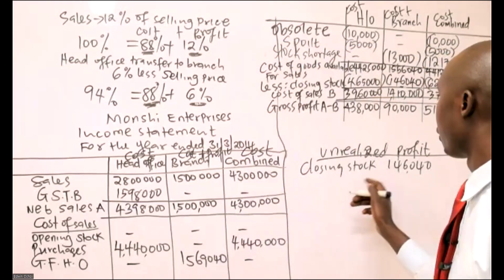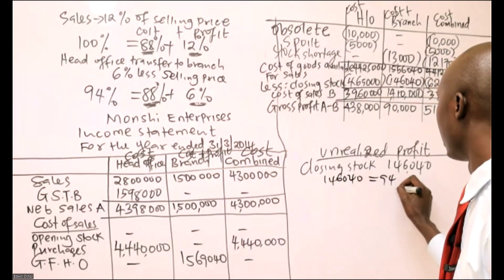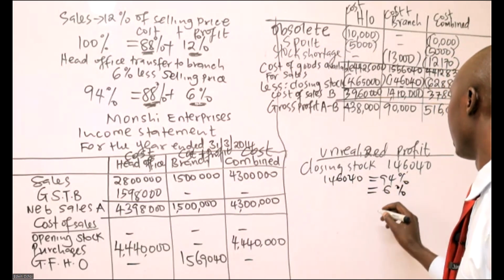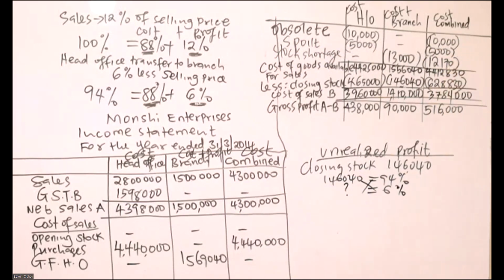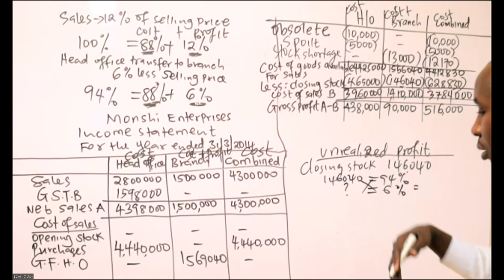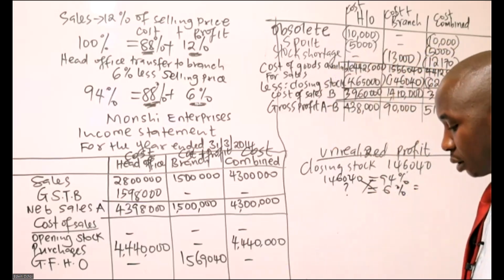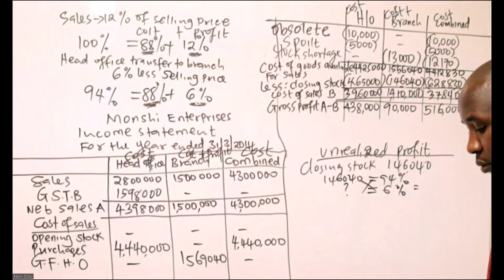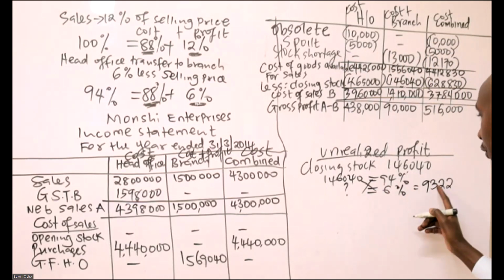So we know that this 146,040 is stated at 94. So I need the profits. I can go direct and say 6%. Instead of doing a lot of workings, you can check for 6%. We have 93.22. So this is the profit which is unrealized.